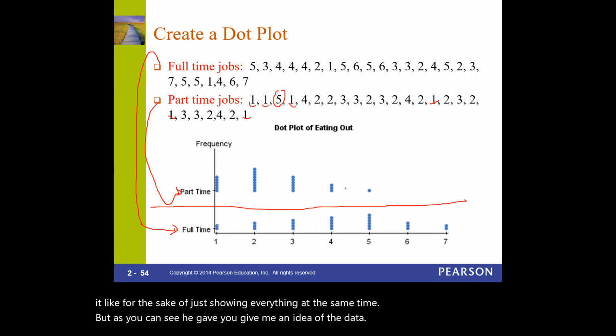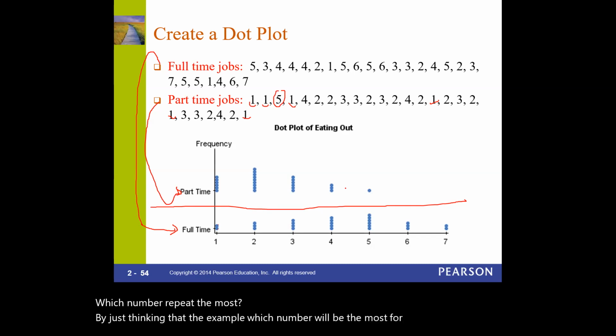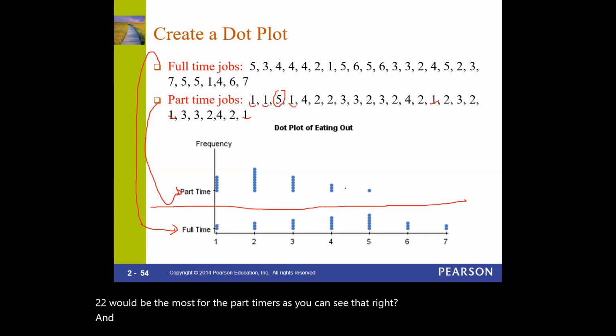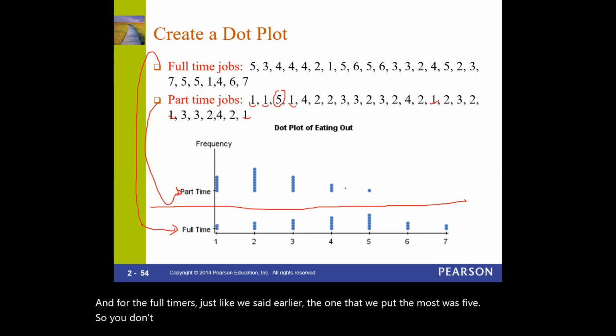If I can ask you, for the part-timers, which number repeats the most? By just looking at the example, which number repeats the most for the part-timers? 2. 2 repeats the most for the part-timers, as you can see, right? And the one that repeats the least is number 5. And for the full-timers, just like we said earlier, the one that repeats the most was 5. So you don't have to put the tables together. We put them here together just to help you understand the idea behind that.